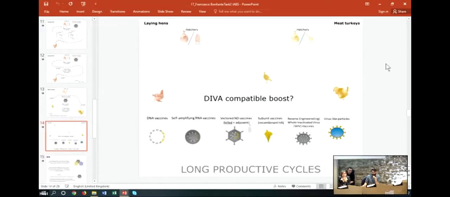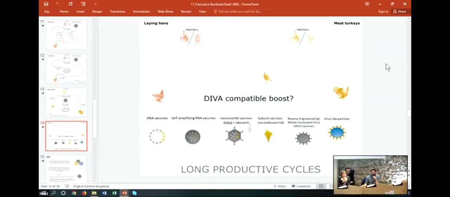So the options for the boosting strategy, well, they leave aside the HVT strategy and other vectorized vaccines that might suffer from interference from prior immunity.